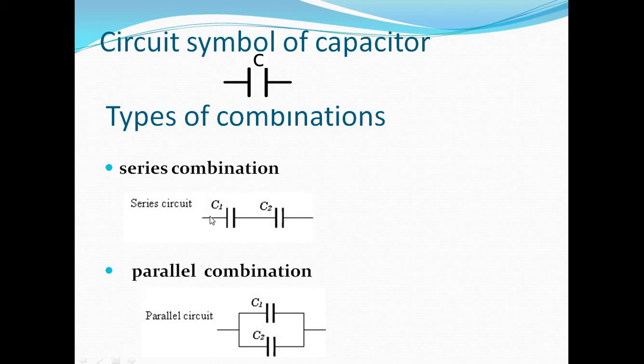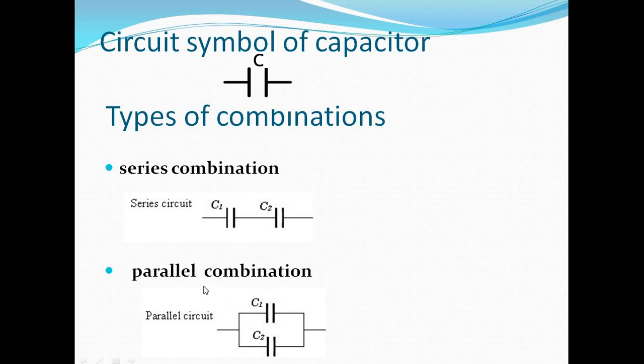In the series combination, the two capacitors C1 and C2 are connected end to end. Means to the end of C1, C2 is connected. So, two capacitors are connected end to end. That is known as series combination. In parallel combination, two capacitors, same C1 and C2, are connected in parallel, means they are connected across the two common points.